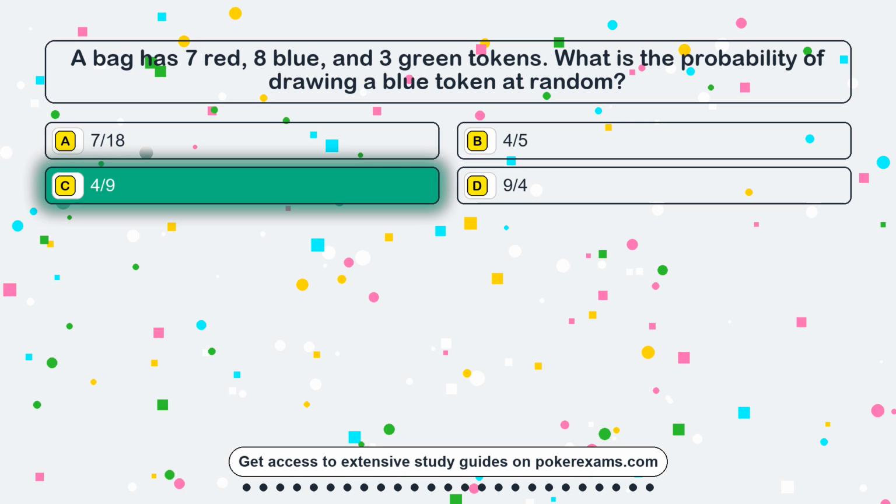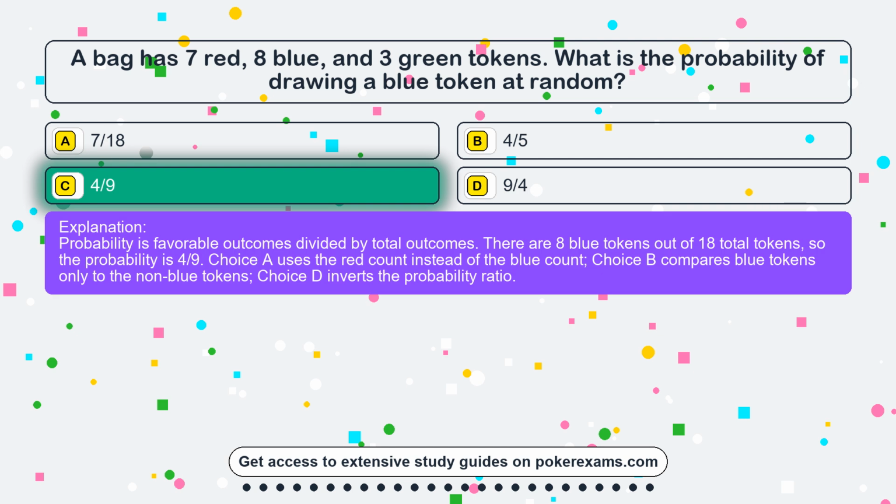The correct answer is option C, 4/9. Probability is favorable outcomes divided by total outcomes. There are 8 blue tokens out of 18 total tokens, so the probability is 4/9. Choice A uses the red count instead of the blue count. Choice B compares blue tokens only to the non-blue tokens. Choice D inverts the probability ratio.